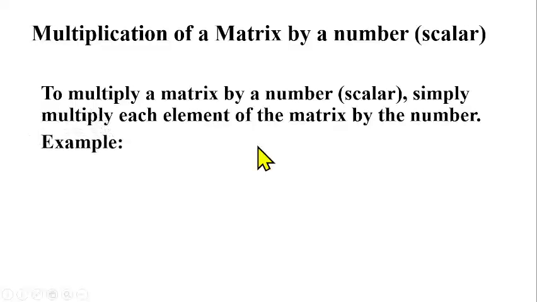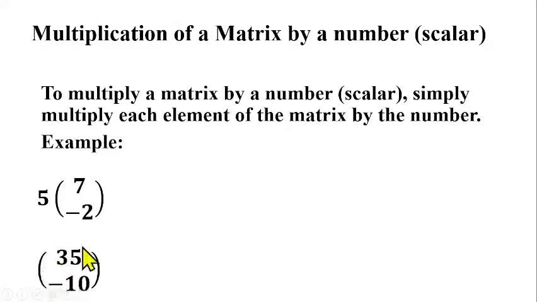For example, let's say we have a column matrix, and you are multiplying this column matrix by 5. This 5 is a number, which is a scalar, and this is a matrix. What do you think will happen? This 5 will affect each element in this matrix. So you'll have 5 times 7 and 5 times minus 2, which gives us 35 and minus 10. So this is another column matrix that is generated when you use this scalar to multiply the column matrix.